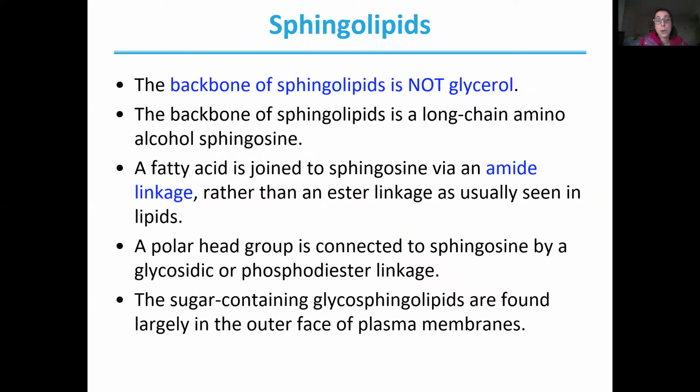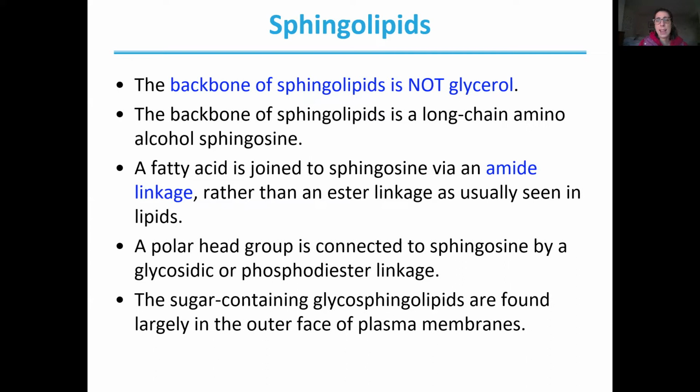So again, the backbone of a sphingolipid is not glycerol. We're going to be attaching all of our groups onto a different backbone. Instead, the backbone is a long chain alcohol that is called sphingosine. Sphingosine is just a unique molecule that is utilized as the backbone for sphingolipids.